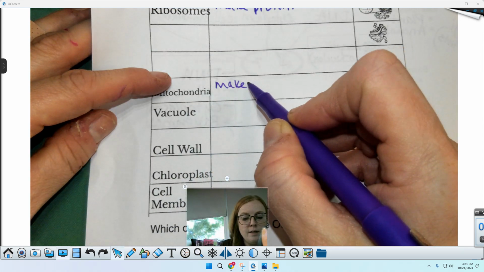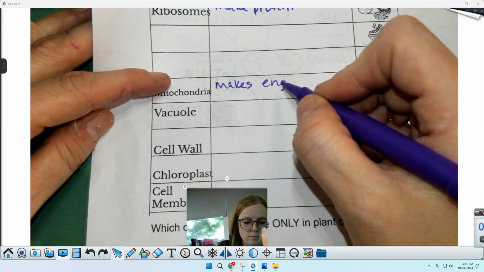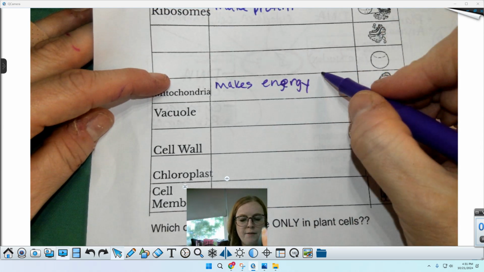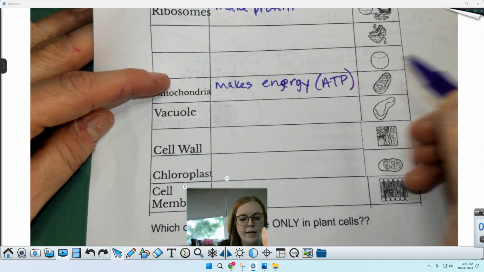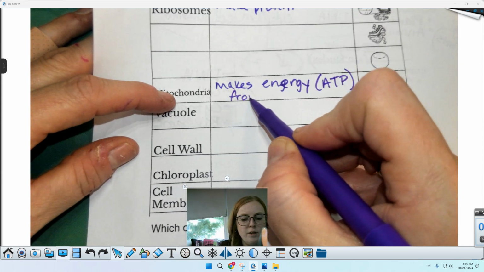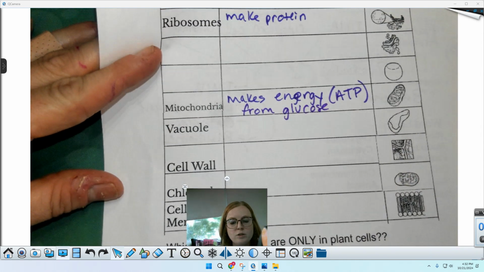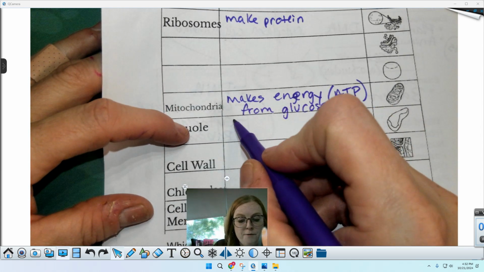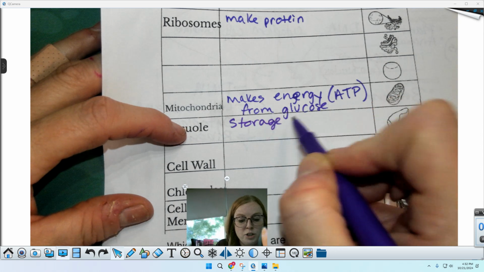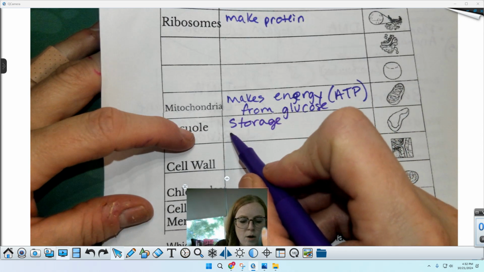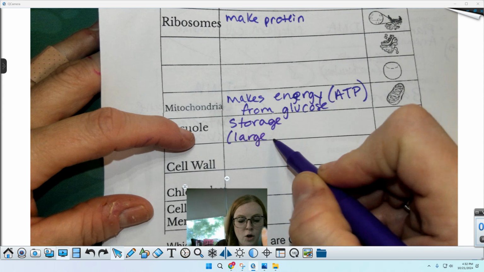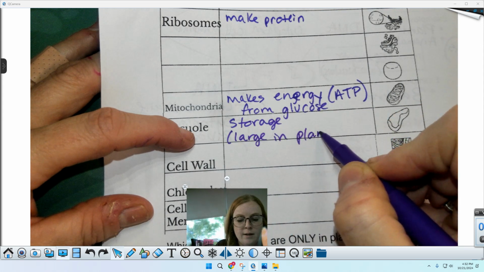Mitochondria. It makes energy. Spelling is hard. We are going to see that energy molecule for the cell is called ATP. And it's going to make energy from glucose, sugar. That's why we eat, to make energy. Vacuole, just involved in storage. It's like our closet. It's large and in charge in plant cells.